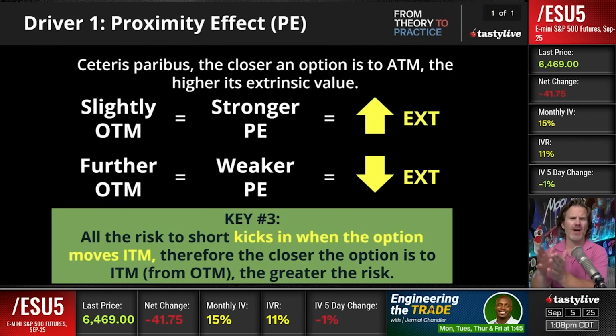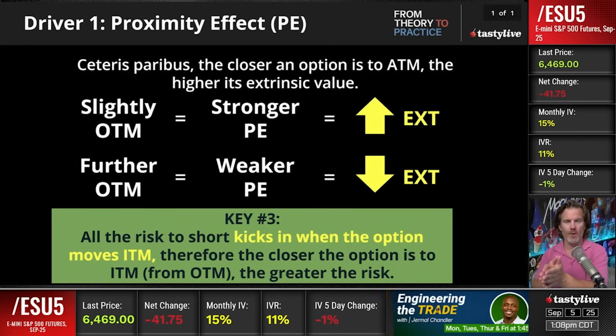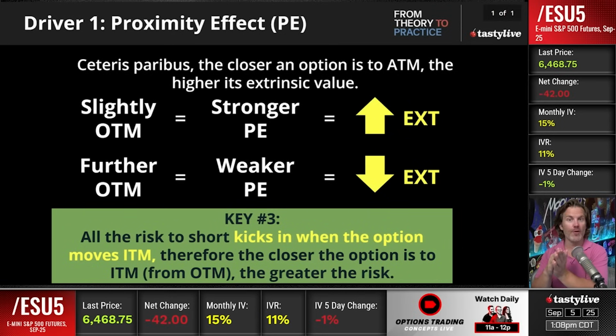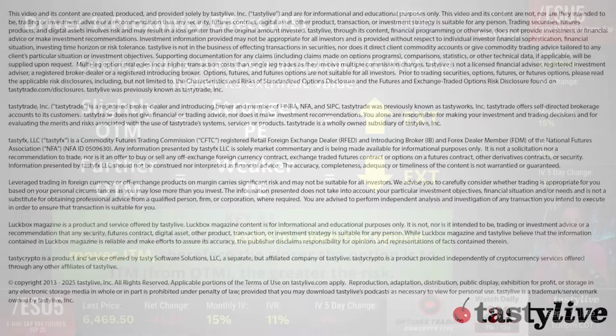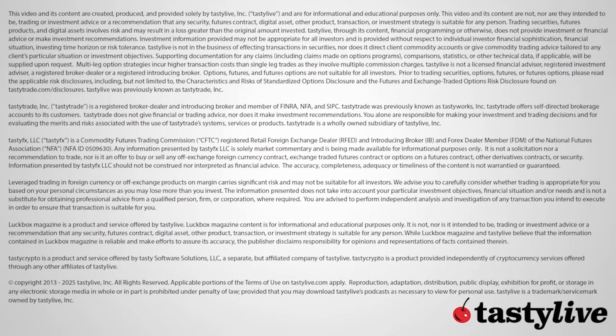Now, again, remember, there's all kinds of things happening in the market. It's always a myriad of different factors that are impacting the option's price. But this is how to understand the proximity effect, whether it be trade entry, whether it be over the duration of a trade, or whatever it might be. Time, volatility, and the proximity effect, those are the three main factors driving extrinsic value.